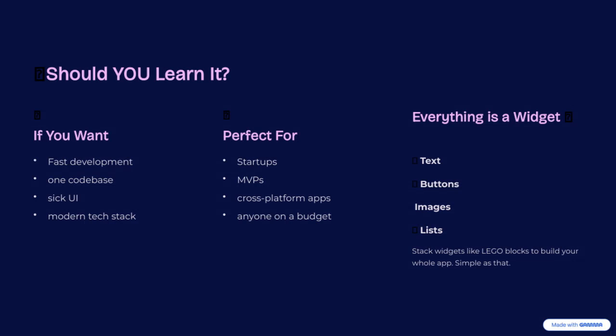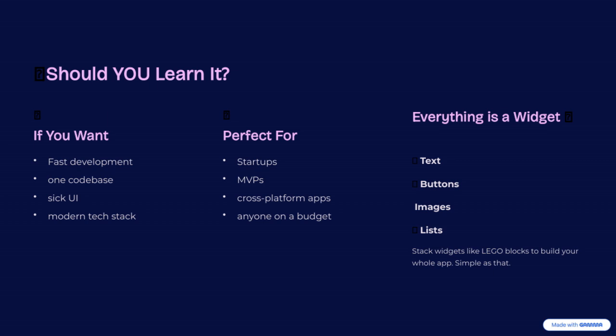So, when building your app, think of it like stacking Lego blocks. Each widget is a building block, and you can combine them to create your entire application. It's really that simple. You have lists, images, buttons, and text. All of these are widgets. And the best part is, everything is a widget, which makes the whole process flexible and intuitive.